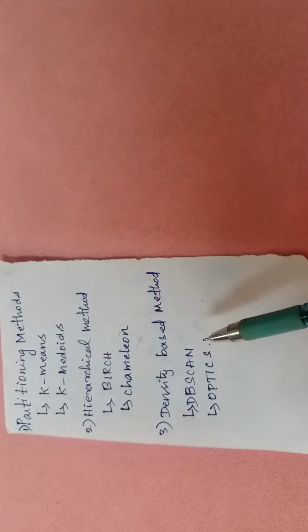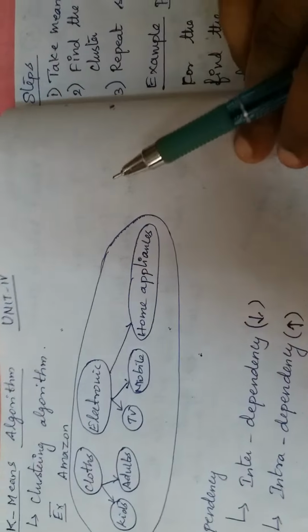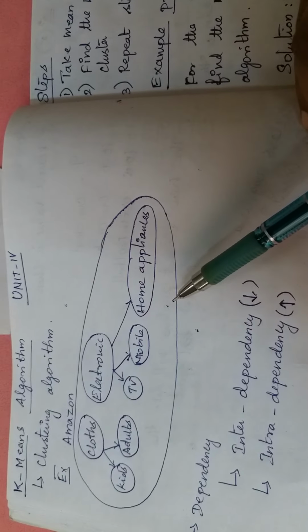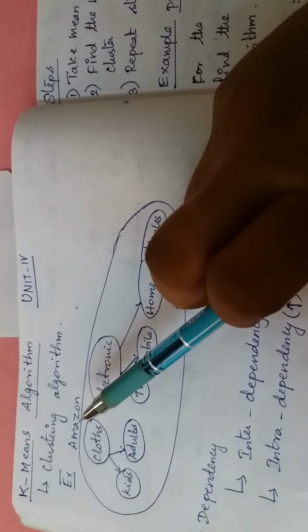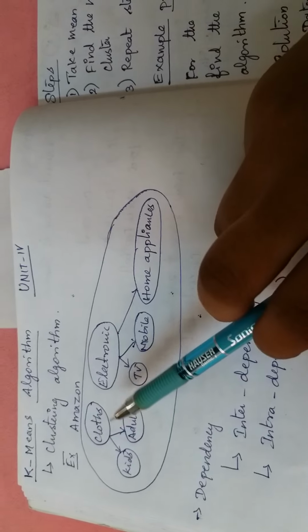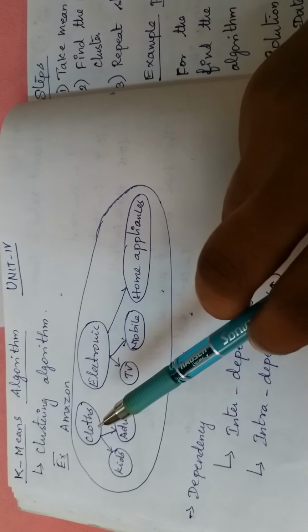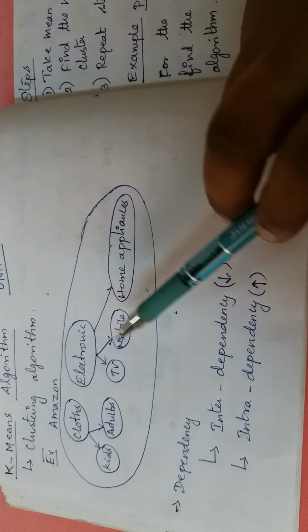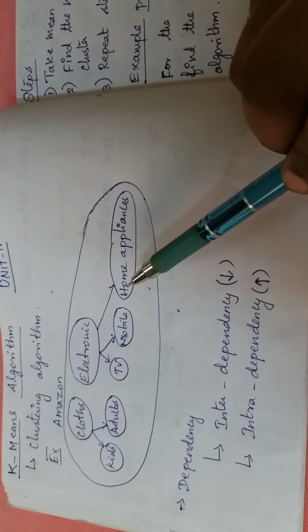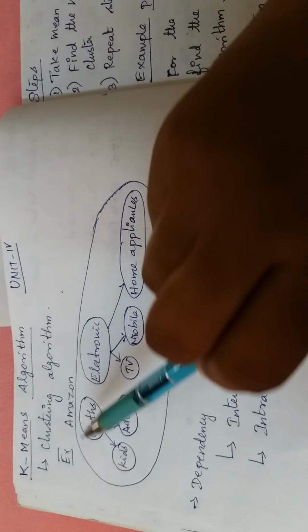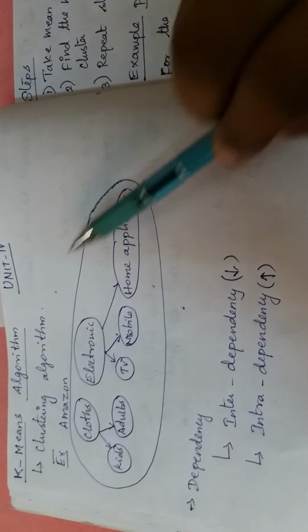Okay, so in this, first we should know what is cluster. Cluster means it is going to combine some information. See, here we are having one example. If you are taking Amazon, in that Amazon you can see some tabs like clothes, electronics. Under clothes you will be getting kids, adults, and in electronics you may get TV, mobile, home appliances, etc. So now which is going to be a cluster? The whole thing is going to be mentioned as one cluster.